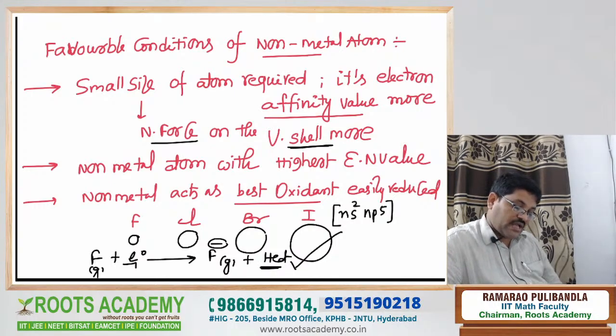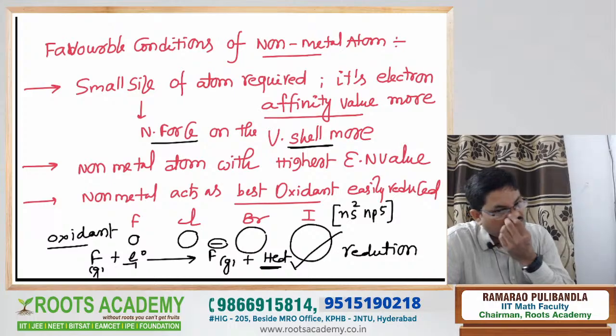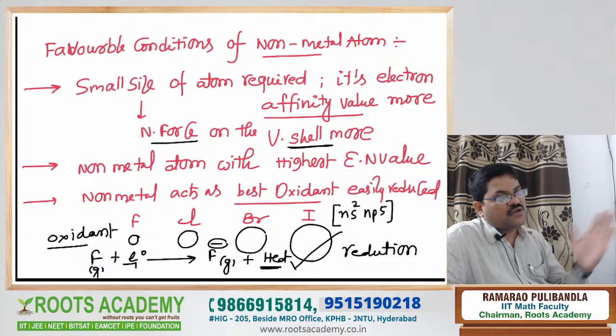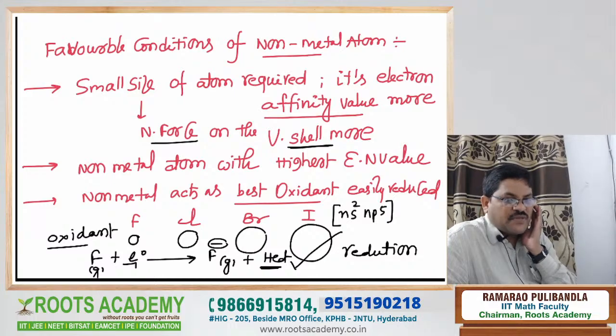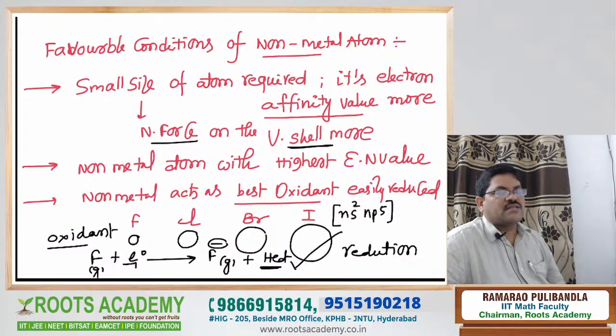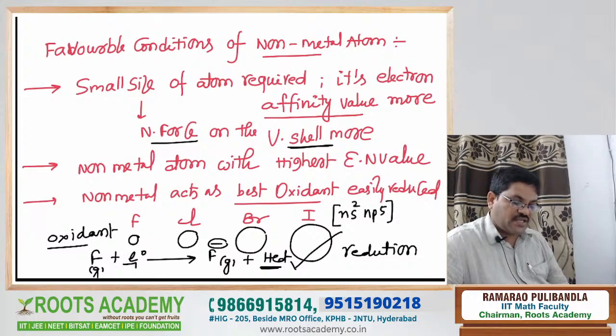Now the acceptance of electrons is called what? Reduction. The species involved in reduction is known as the oxidant. That's why fluorine acts as an oxidant. Gaining of electrons is called what, students? Reduction. The species involved in reduction is known as what? Oxidant. That's why fluorine acts as one of the strongest oxidizing agents, easily reduced to F minus ion. And these are the favorable conditions for the non-metal.